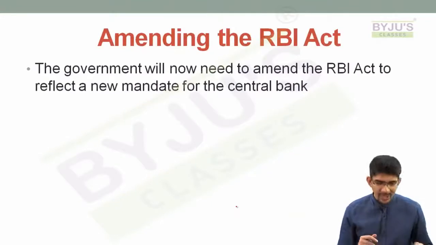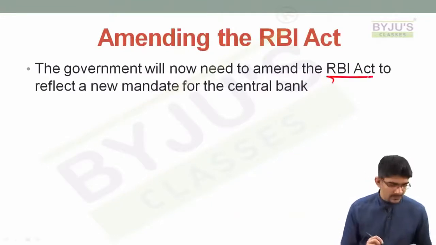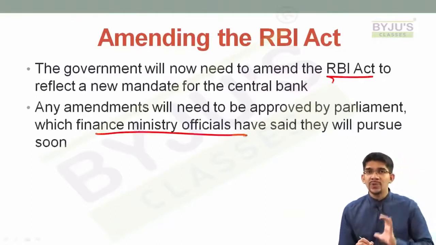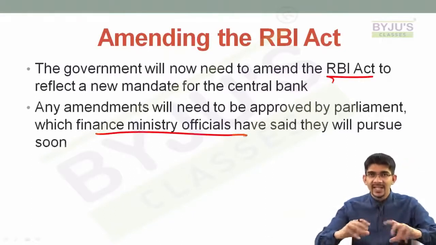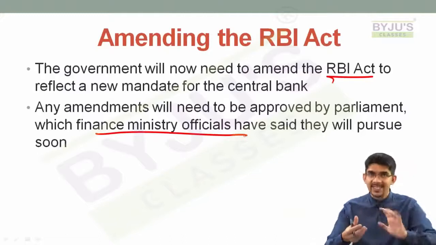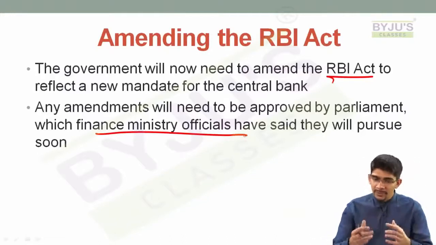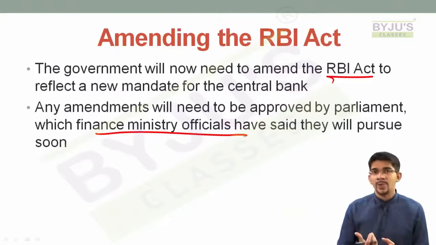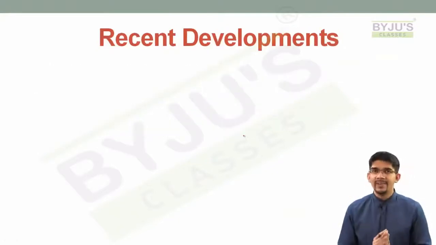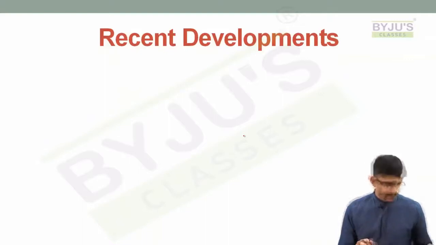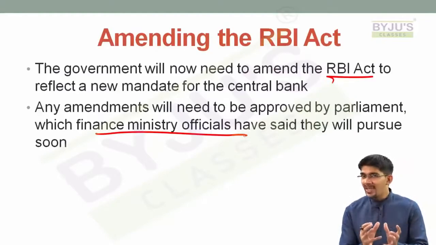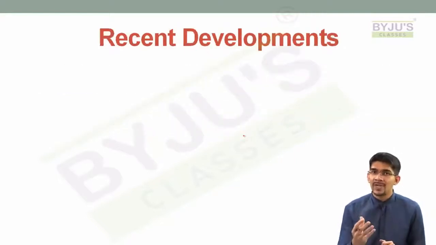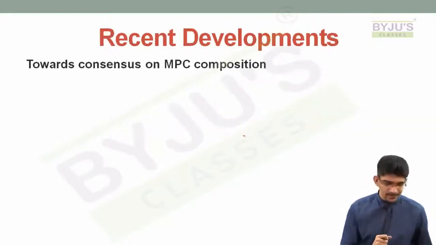Now, to do this, we have to amend the RBI Act. So the government has promised that the finance ministry officials will be pursuing this soon. So this inflation targeting has not come into effect yet. It is supposed to come into effect only next year. But before that, an amendment is required. So that is something we have to be keeping an eye on, whether that will happen or not. Now, there are some recent developments in the Monetary Policy Committee. In the context of having accountability through inflation targeting, let's look at the most recent developments as far as the Monetary Policy Committee is concerned.